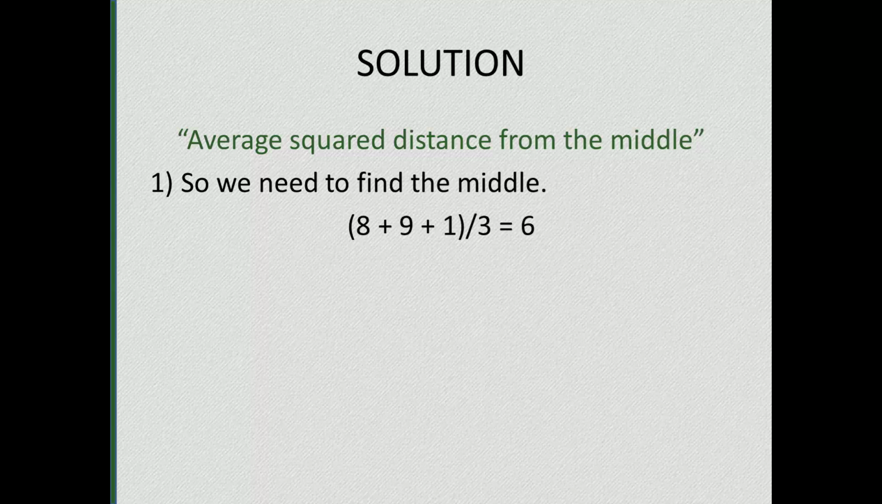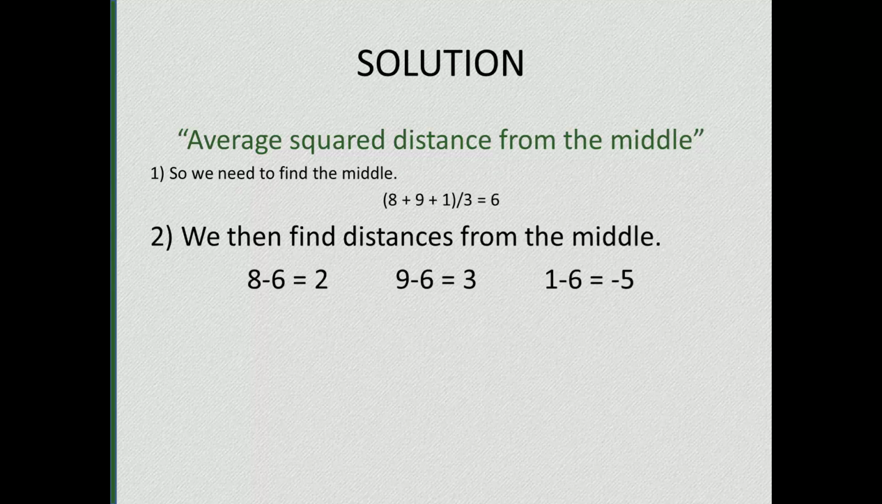Remember that the standard deviation is the average squared distance from the middle. So that tells us how we need to go about doing the computations. We first of all need to find the middle of the data. The average of those three numbers is 6. We then need to look at the distances from the middle.